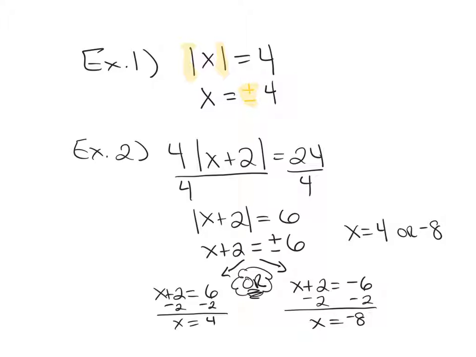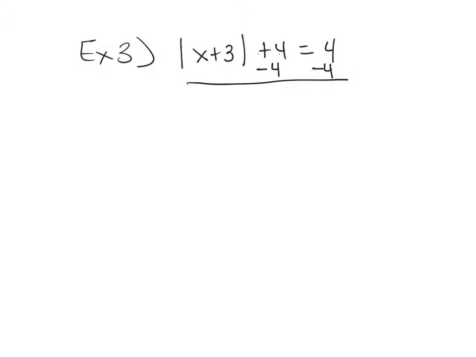Okay, here comes example number 3. Example number 3 says the absolute value of x plus 3 plus 4 equals 4. Now here again, we need to isolate that absolute value by removing or peeling off what's outside of it. And so what's outside of it here is a plus 4. And to undo that, then we subtract 4. So we're left with the absolute value of x plus 3 equals 0.